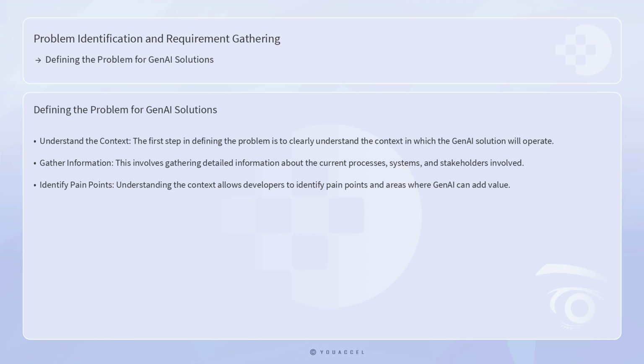The first step in defining the problem is to clearly understand the context in which the GenAI solution will operate. This involves gathering detailed information about the current processes, systems, and stakeholders involved. Understanding the context allows developers to identify pain points and areas where GenAI can add value. For example, in a manufacturing setting, a GenAI solution might be aimed at optimizing production schedules or predicting equipment failures. By comprehensively understanding the manufacturing process, developers can pinpoint specific problems that GenAI can address, such as reducing downtime or improving efficiency.